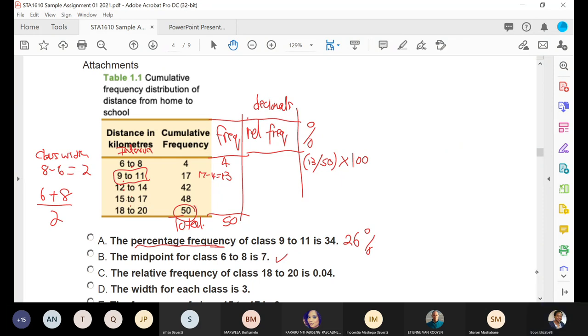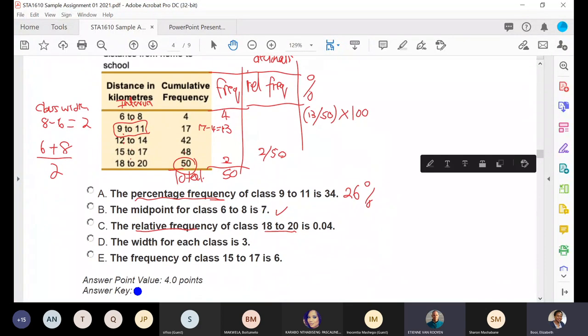And the relative frequency for class 18 to 20. Now we don't have 18 to 20, but we can calculate it because we don't have to complete the whole table. They gave you the cumulative frequency, and to get the 18 to 20 value here, we can just say 50 minus 48. 50 minus the previous value should give us the value here, which is 2. And we are asked to calculate the relative frequency, so we are asked to calculate the decimal. So we need to just say 2 divided by 50. What do you get? 0.04. And that is correct.